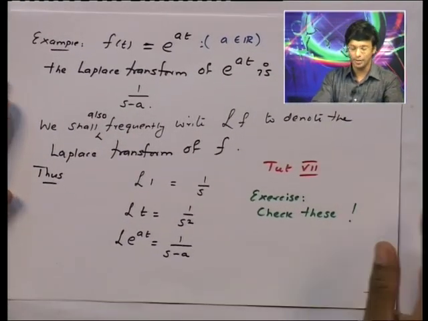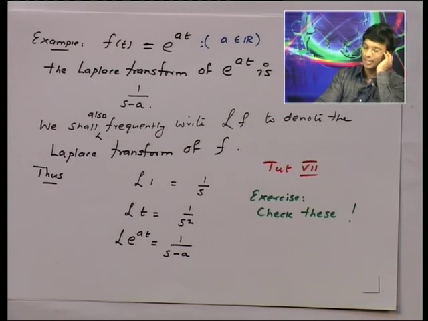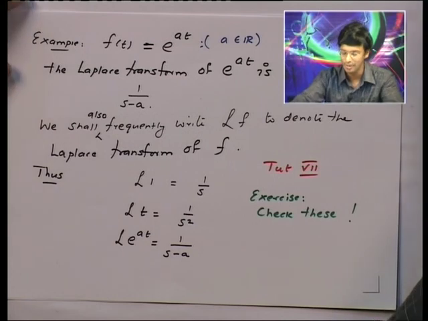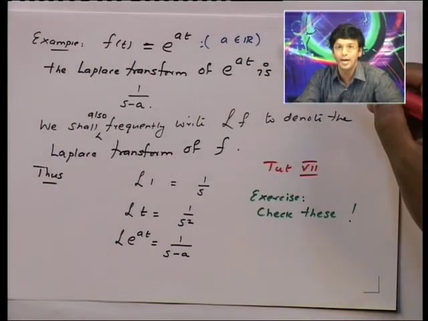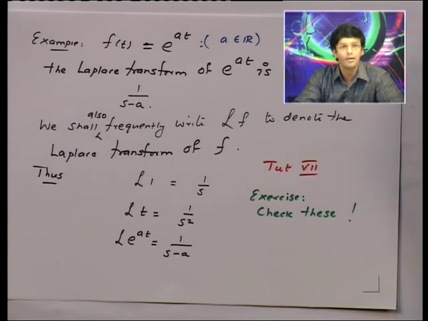The simplest example is the exponential function e to the power at. You can compute the Laplace transform of e to the power at. Directly you calculate, it is 1 over s minus a. Remember, I am assuming that a is a real number. Correct? What happens when a is complex?